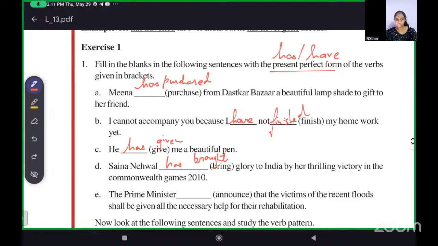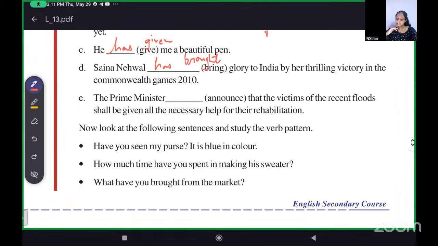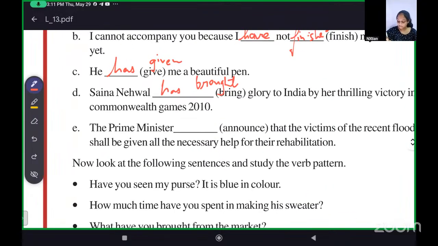Okay. All right. Prime Minister have announced or has announced? Last one. What did you say? The Prime Minister has announced. Correct.